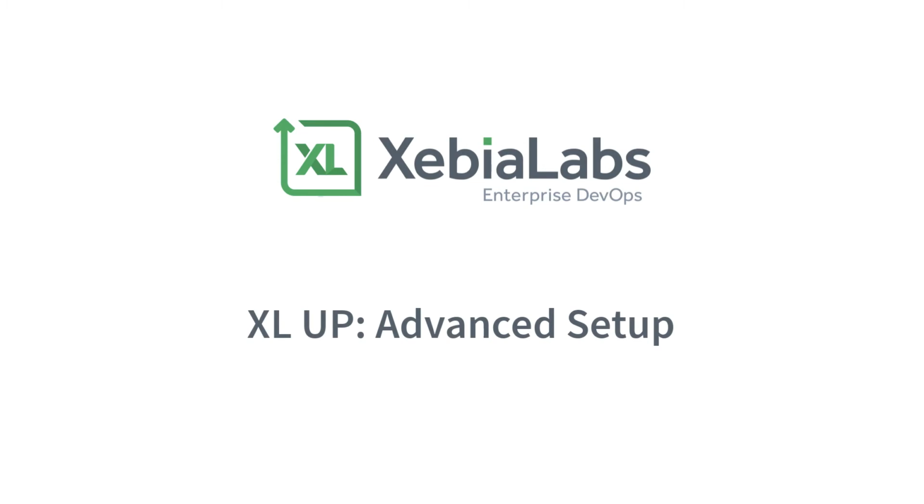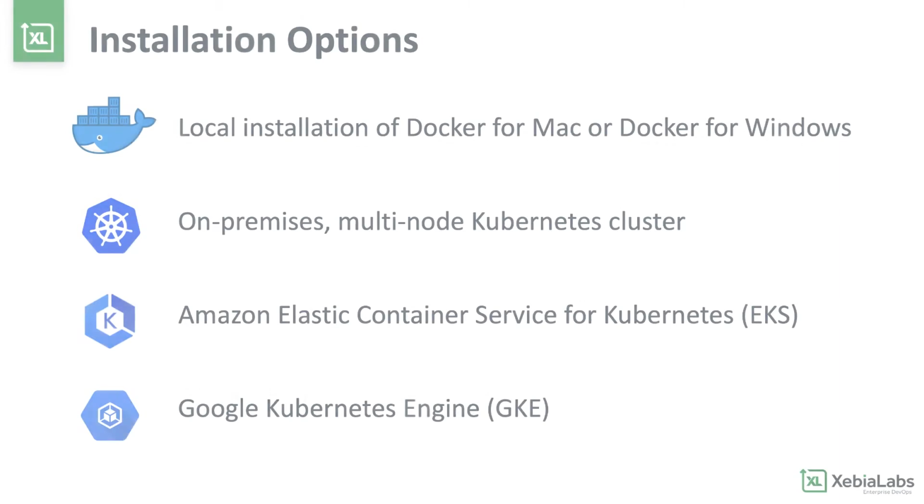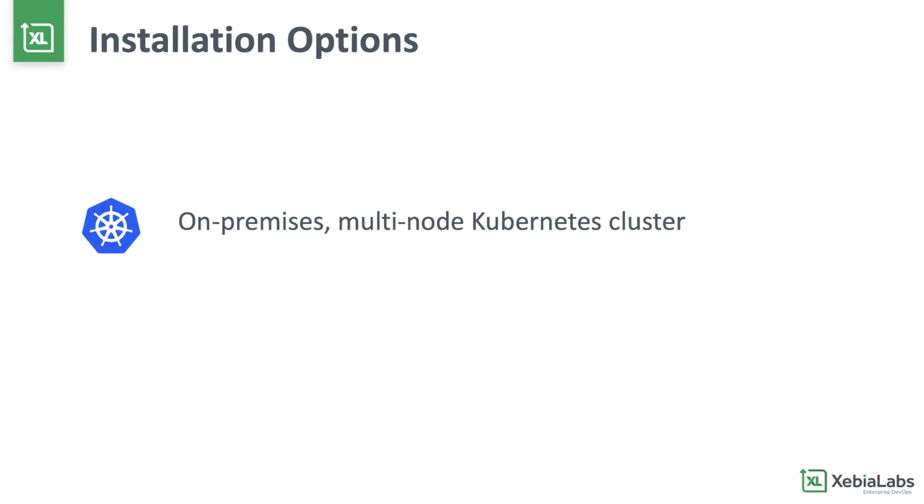XebiaLabs is a fast and easy way to install the XebiaLabs DevOps Platform in a highly available, highly scalable setup running on Kubernetes. You can use XebiaLabs to install the XebiaLabs DevOps Platform on your local computer, on a multi-node Kubernetes cluster, or in the cloud on Amazon EKS or Google GKE. This video will walk you through the process of installing the XebiaLabs DevOps Platform in an existing Kubernetes cluster.